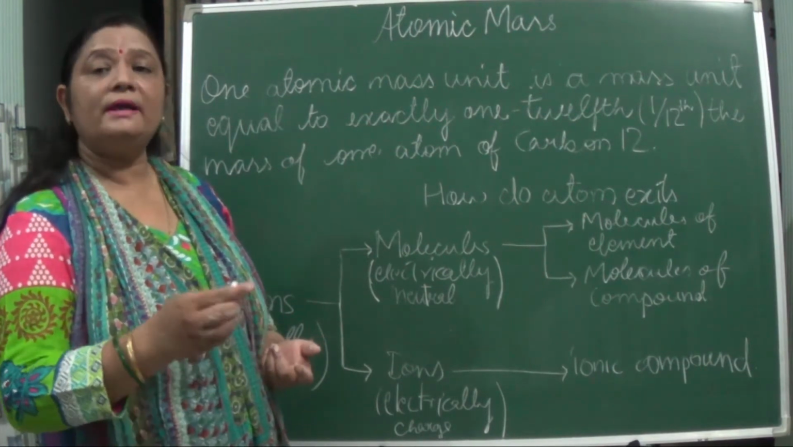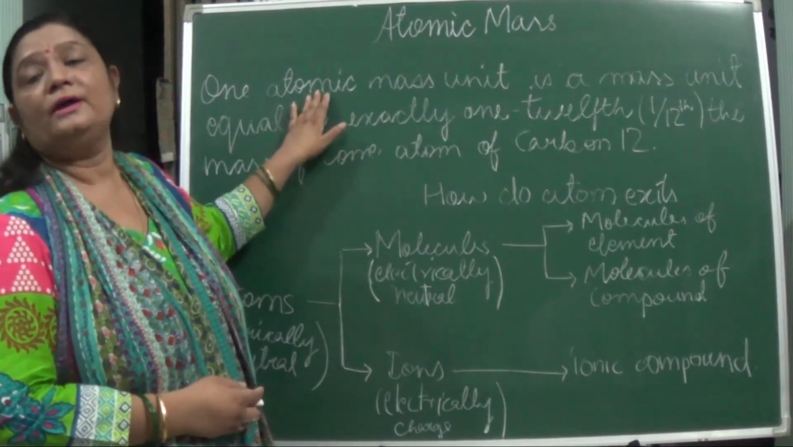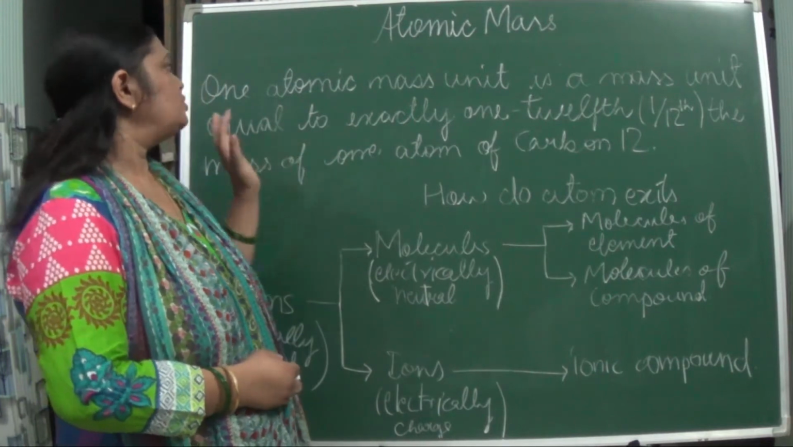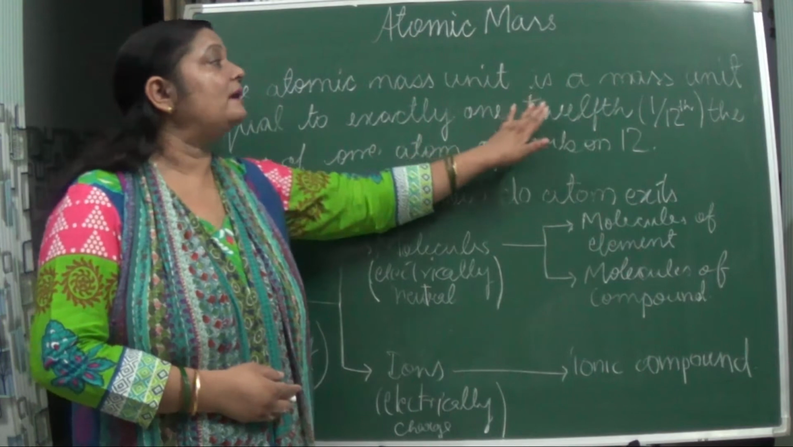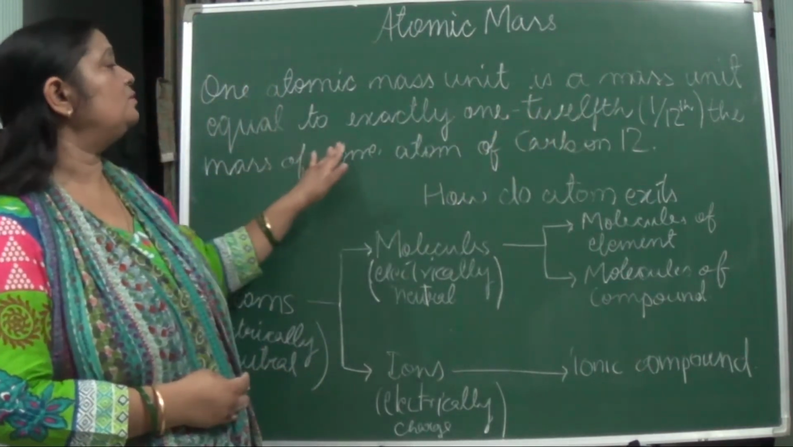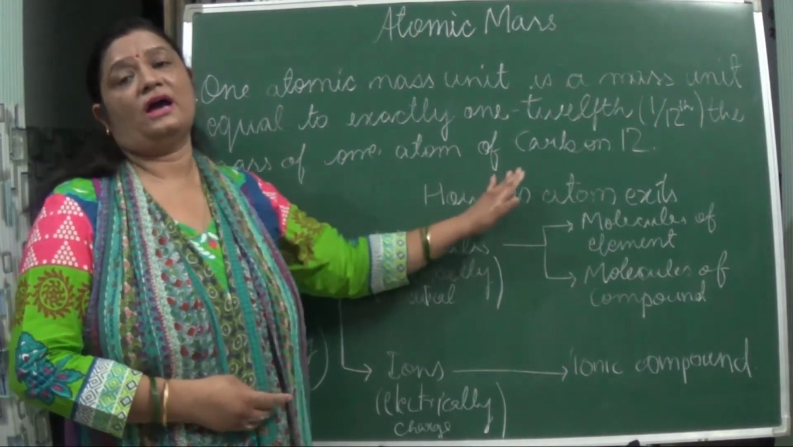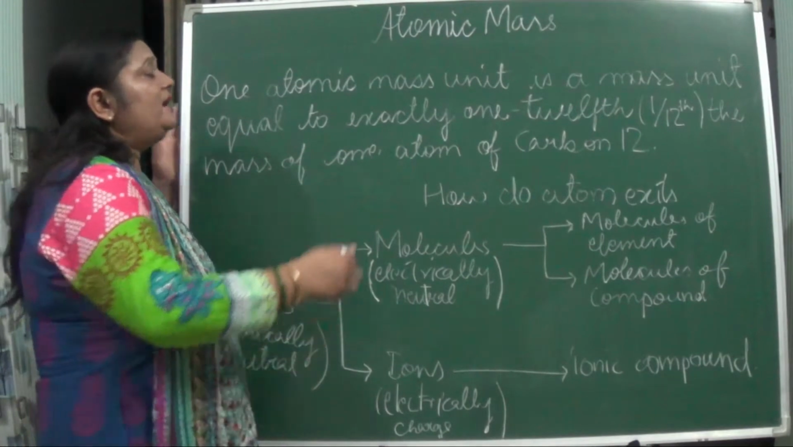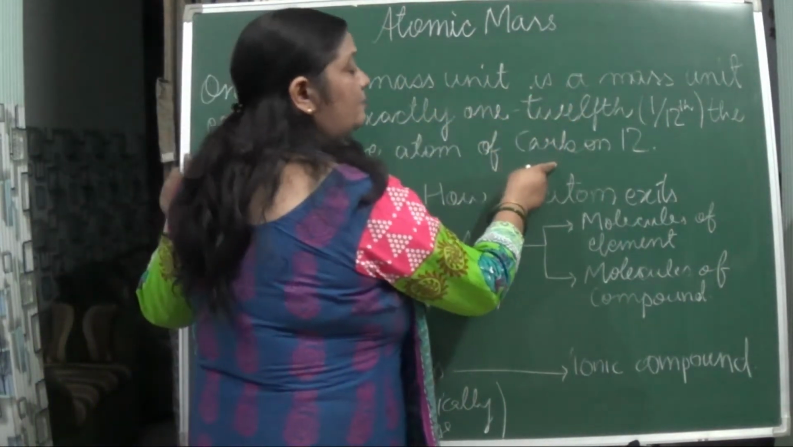Okay, we calculate this atomic mass by using what? Atomic mass unit, because that atom is very small. So what is one atomic mass unit? One atomic mass unit is a mass unit equal to exactly 1/12 the mass of one atom of carbon 12. Okay, so what does this mean? Actually here this mass is compared with 1/12 of carbon 12.